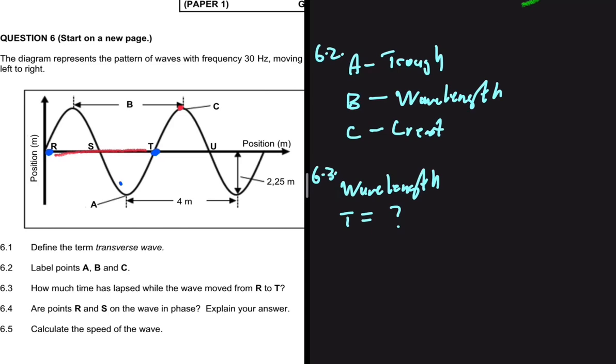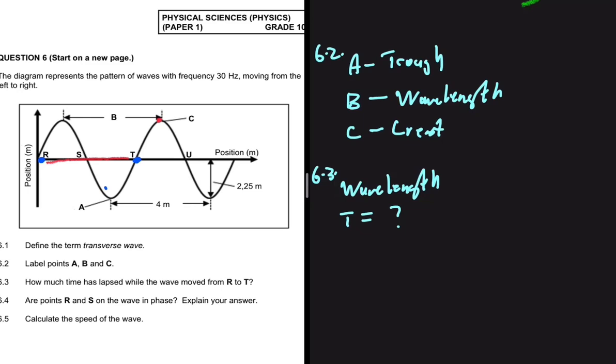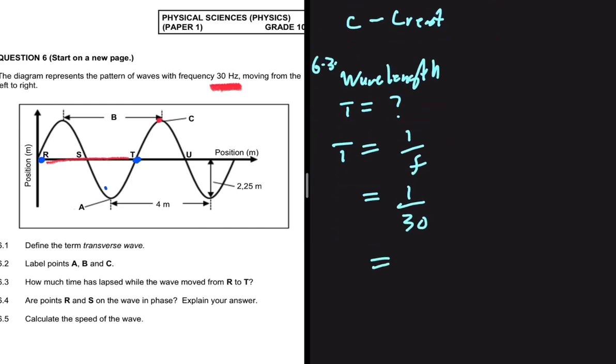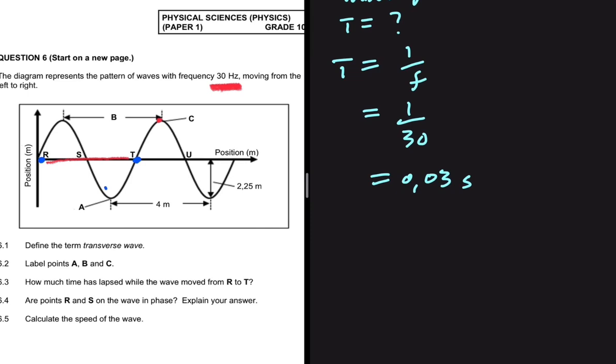How do we calculate the period? If you look at the question statement, you're going to realize that we are given a frequency of 30 Hertz. And we know fully well that the period is equal to 1 divided by frequency. So this is just going to be equal to 1 divided by 30, which is equal to 0.03 seconds. So that is the time elapsed while the wave moved from R to T, the period of the wave.